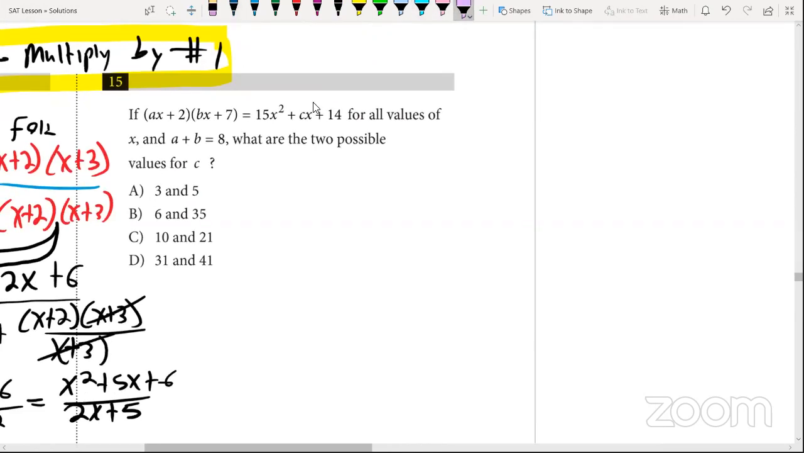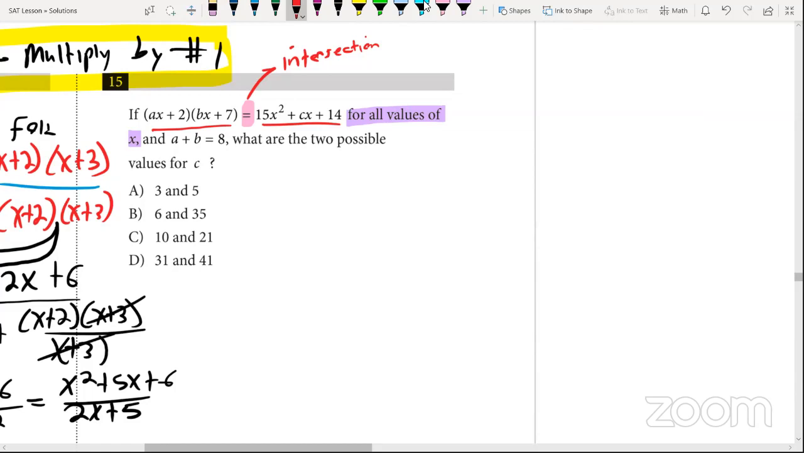A little subtle thing about number 15 is that they said that this is true for all values of x. So when we set two functions equal to one another, that's one thing that we do in the case of an intersection. So they're saying that these two things are intersecting all the time for all values of x. That's the idea of having infinite solutions.